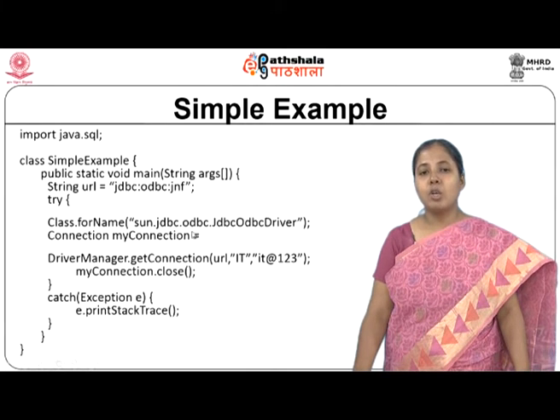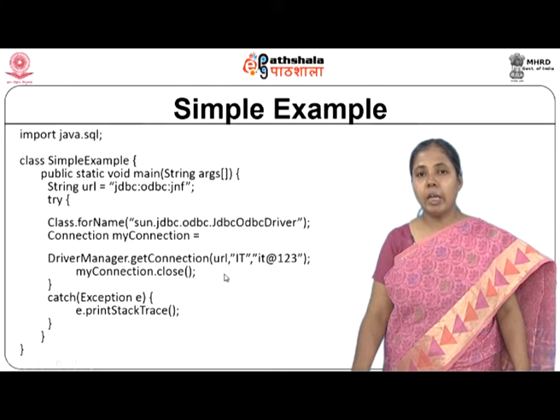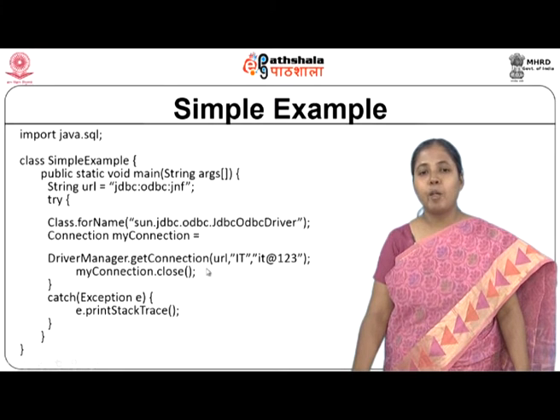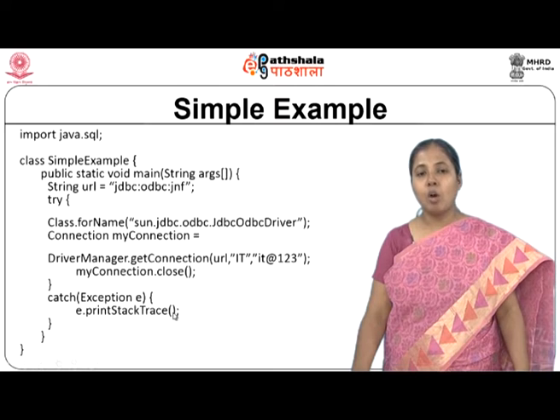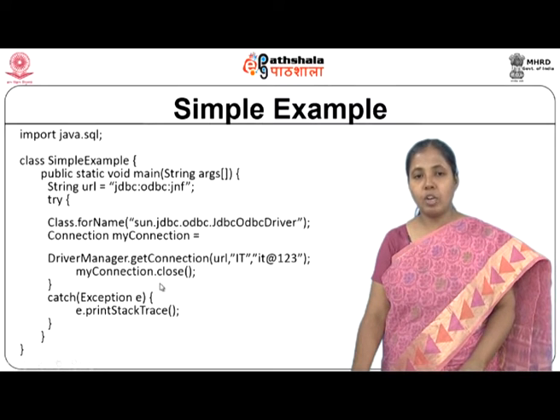So, it is sun.jdbc.odbc.JdbcOdbcDriver, and then you create a connection. To create a connection object, use the DriverManager.getConnection method, and this getConnection method can take either the JDBC URL or the URL with the username and password. The username here is given as IT and the password is IT@123. So, you get connected to the database and then you can start working on it.